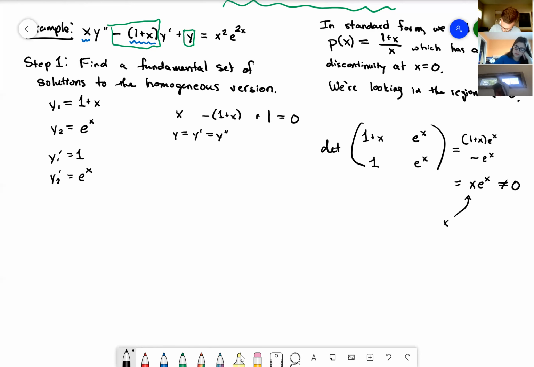Now, if we included x equals 0, then we wouldn't have that. So we have this very fortunate observation that we made at the very beginning, which is that we're looking in the region x is greater than 0. That's not a problem. So our Wronskian is non-zero everywhere we're looking.